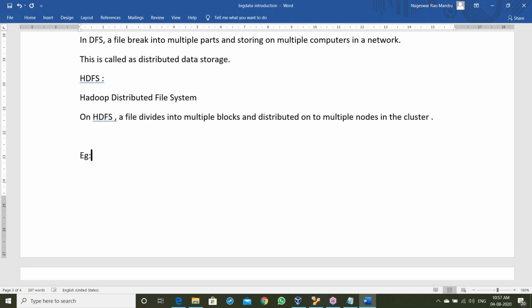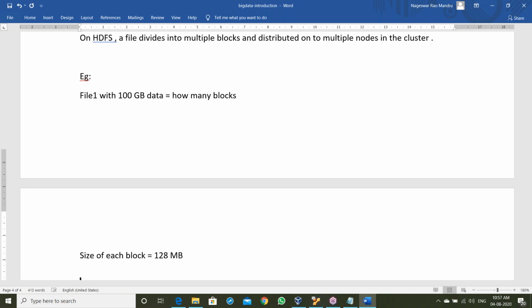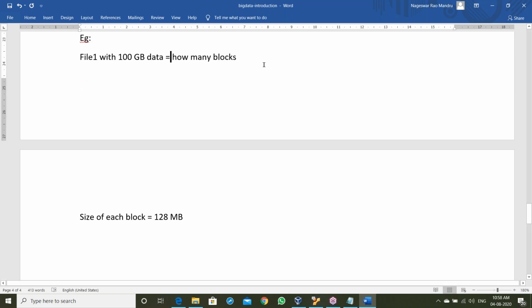For example, here, a file named file one with 100 GB of data. That is the question: file one with 100 GB of data is equal to how many blocks? Here the size of each block is 128 MB. Now, 100 GB of data, how many blocks?